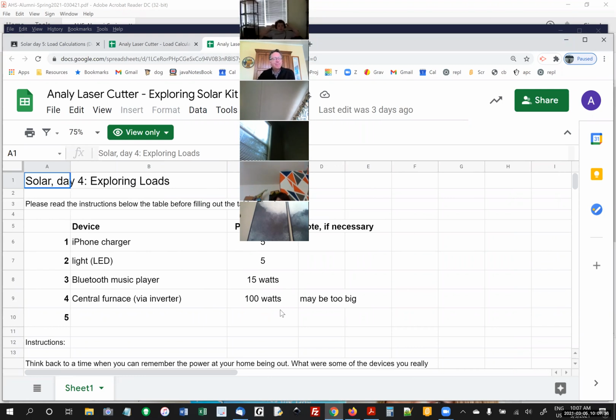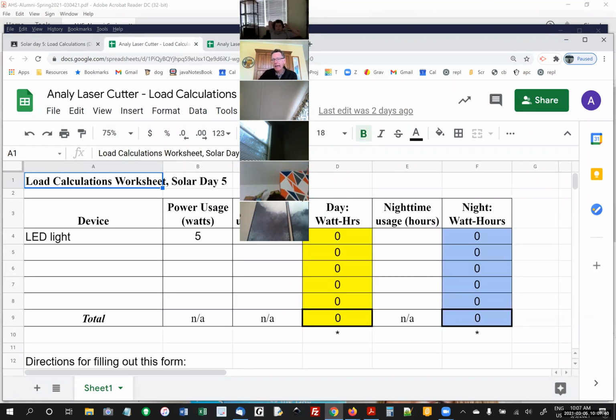And what I'm asking you to do today is fill out this table with just 3 devices. I know before I was asking you for at least 4, but now you get to pare it down to just 3. You can do 4 if you can fit it. But here's the deal. There's a maximum amount of power that you can be using here because we're trying to make a small portable system, not a giant $10,000 solar home system.